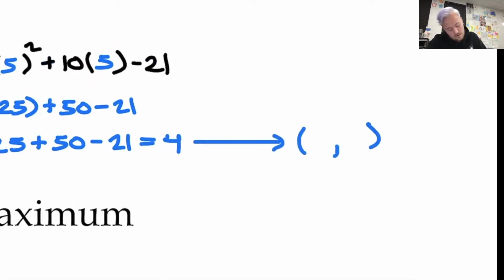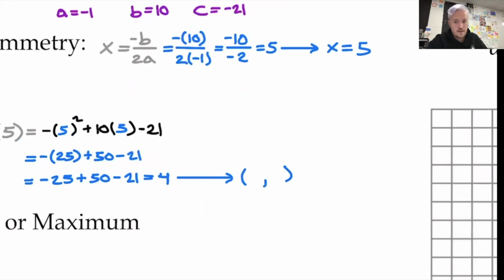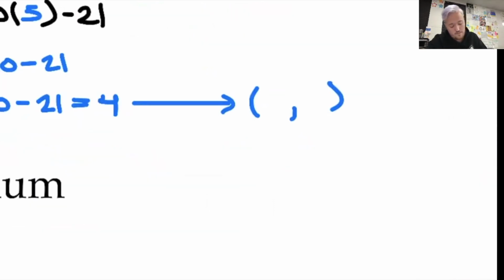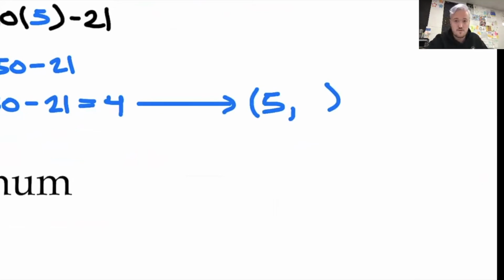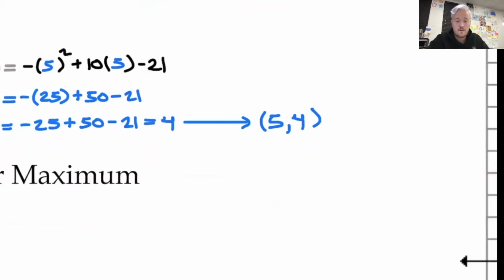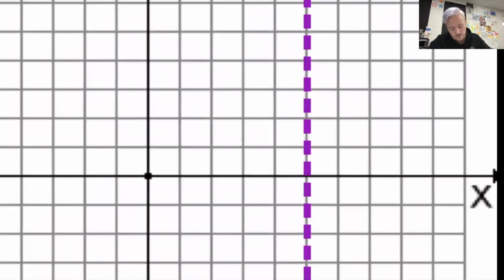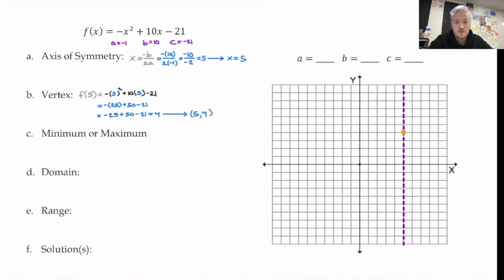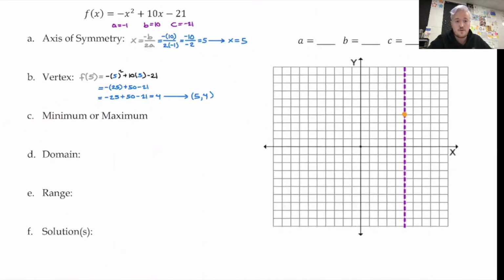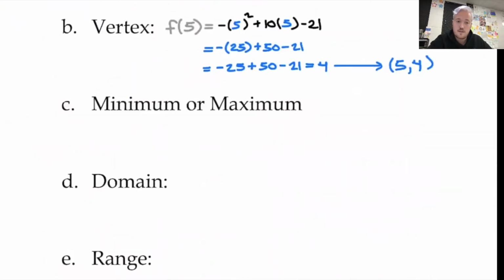So that means my vertex is going to be written as a coordinate. Keep in mind, we're taking the x value from our AOS, which is 5, so this is my x value of the vertex. And we just found this 4, which is going to be the y value of that vertex. So I'm going to plot a point at 5, 4. Over here, I'm going to use orange. I'm going to put an orange point right here on my grid. So that's my vertex.